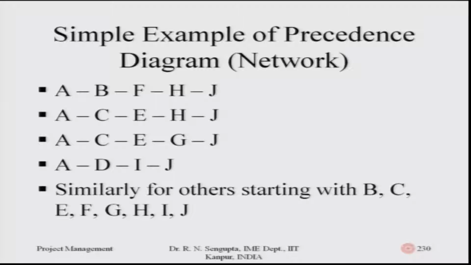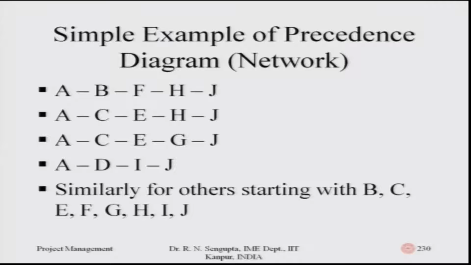So it can be like A, B, F, H, then J, or else the sequence of the activities can be, in the second bullet point, A, C, E, H, J, third being A, C, E, G, J, and fourth being A, D, I, J. Similarly, for others starting with B, C, E, F, G can be mentioned. So if you look at the first, second, third, fourth bullet point, it means that A is the first one.